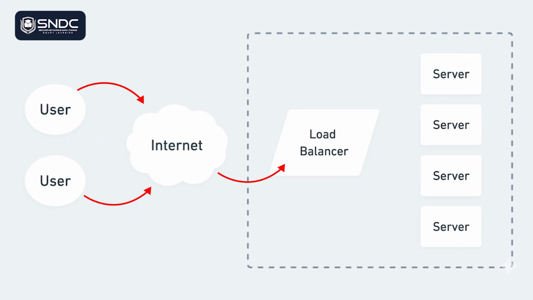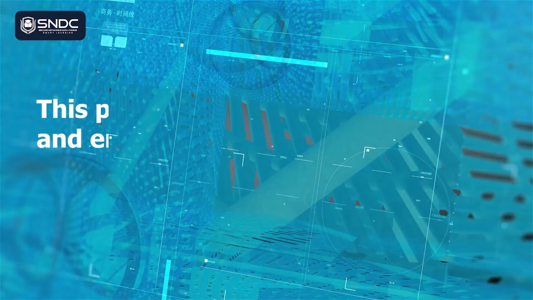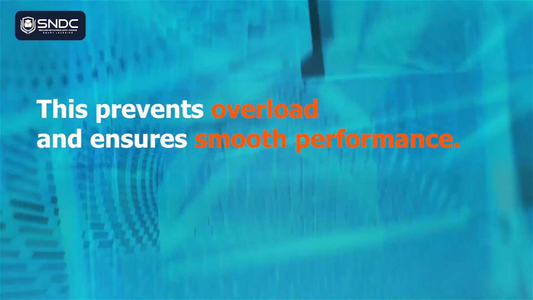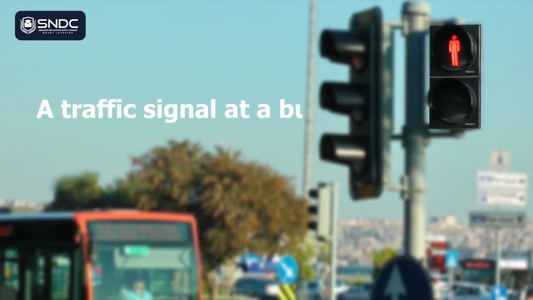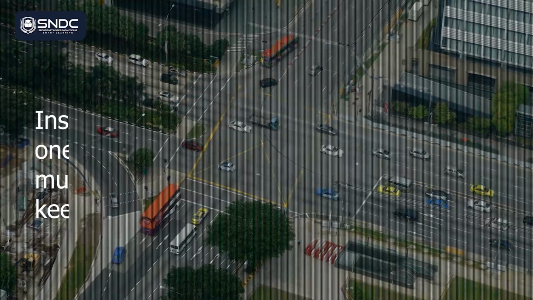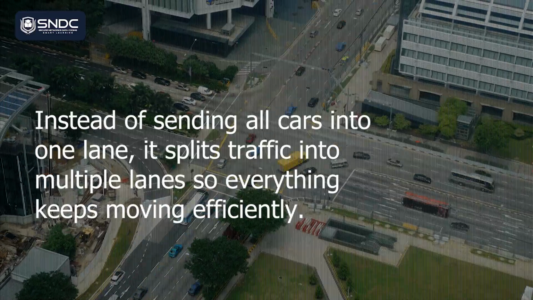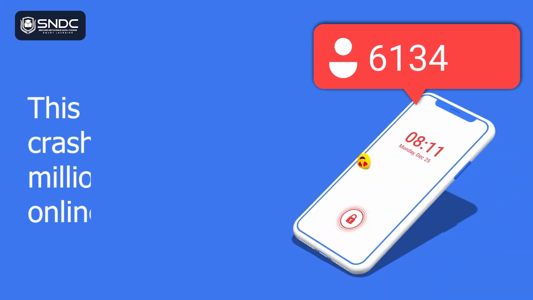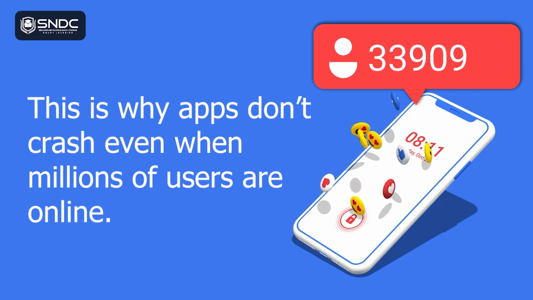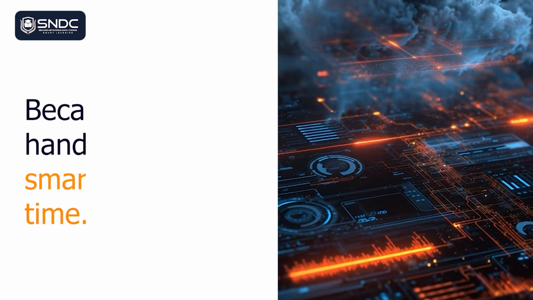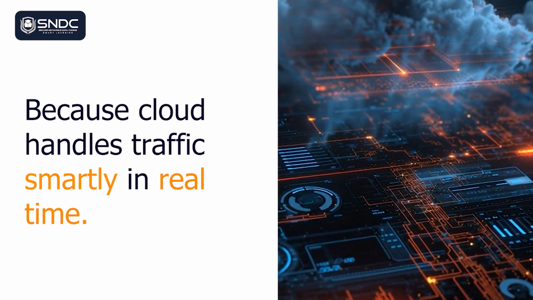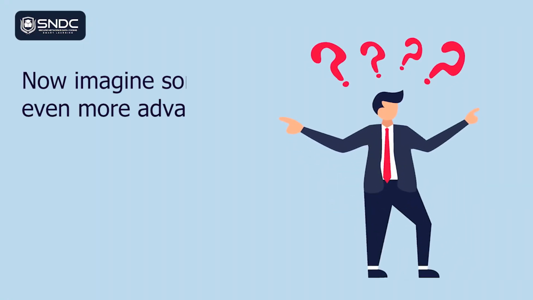A load balancer acts like a traffic controller. Instead of sending all requests to one server, it distributes them intelligently across multiple servers. This prevents overload and ensures smooth performance. Think of it like a traffic signal at a busy intersection. Instead of sending all cars into one lane, it splits traffic into multiple lanes so everything keeps moving efficiently. This is why apps don't crash even when millions of users are online, because cloud handles traffic smartly in real time.